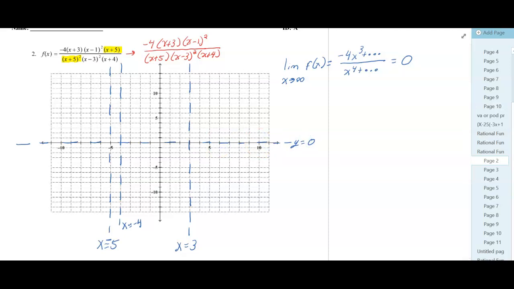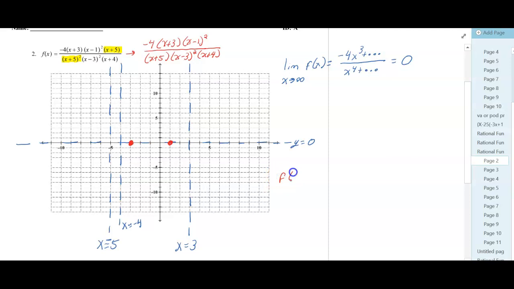We know the x-intercepts, looking at the numerator, are at negative 3 and positive 1. We know the graph just touches at x equals 1 and goes through at x equals negative 3.